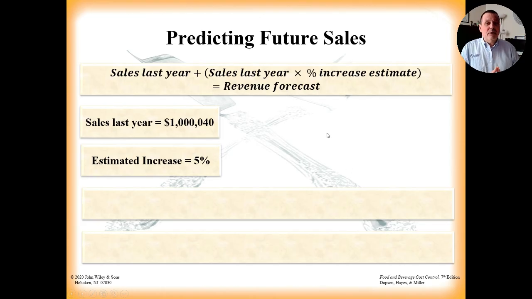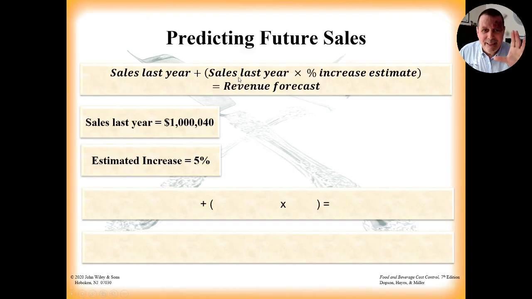How do we estimate the increase? Well, there's a lot of different things. We're saying inflation is going to be 3% or whatever, but we anticipate a 5% increase in sales. So here we go. Remember again what that formula was: sales last year plus these two numbers in the parentheses equals what we're looking for.